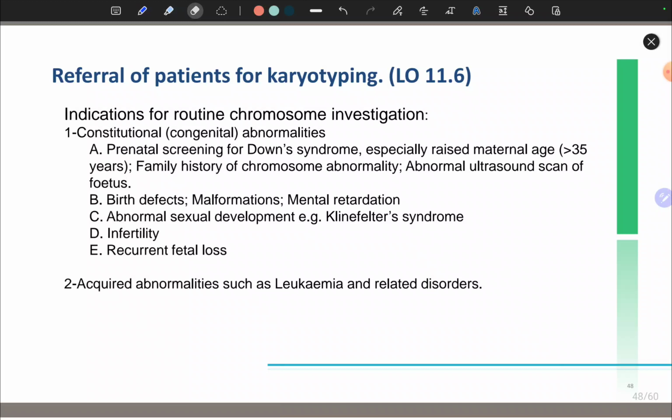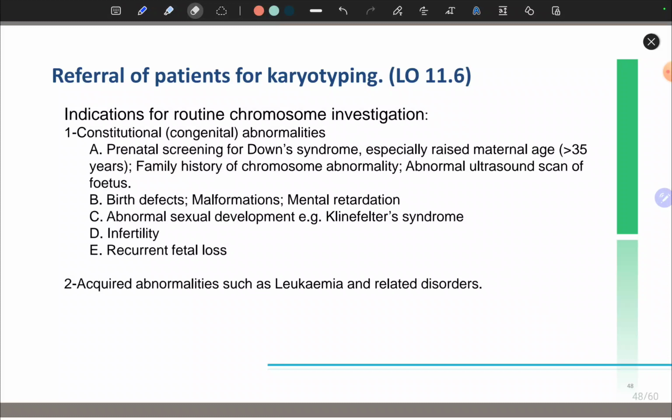A prenatal screening for Down syndrome, especially with raised maternal age, a previous affected child or family history of chromosomal abnormality, or abnormal ultrasound.